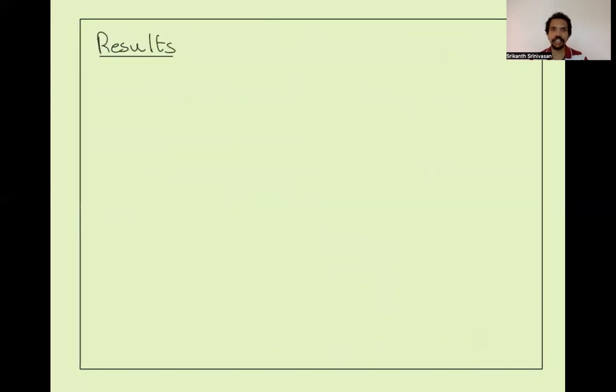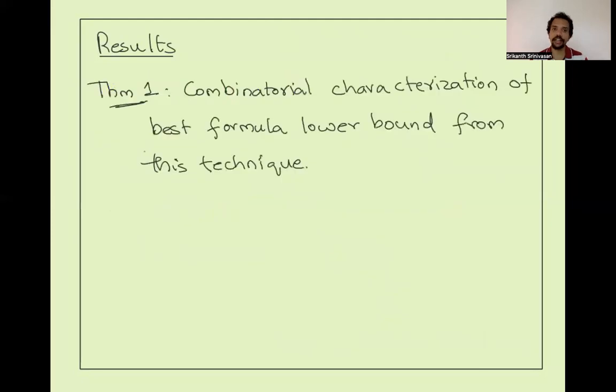And now I can tell you about our results. Our results are threefold. For one, we give a combinatorial characterization of the best formula lower bound we can hope to prove using this technique. Especially in the low degree setting, which is where set multilinear lower bounds and general circuit lower bounds are related, we give a combinatorial characterization that captures the best formula lower bound we can hope to prove. So far I've been talking about circuit lower bounds, but in the small depth setting where these things are most interesting, circuit lower bounds and formula lower bounds are more or less equivalent. So we characterize the best formula lower bound that we can hope to prove. Okay, and that's a nice combinatorial characterization.